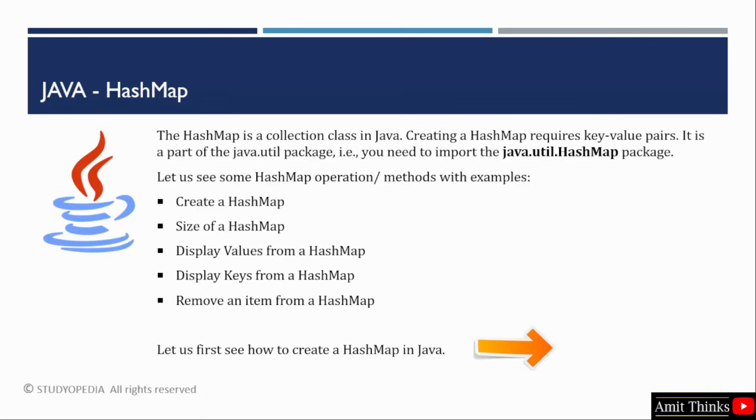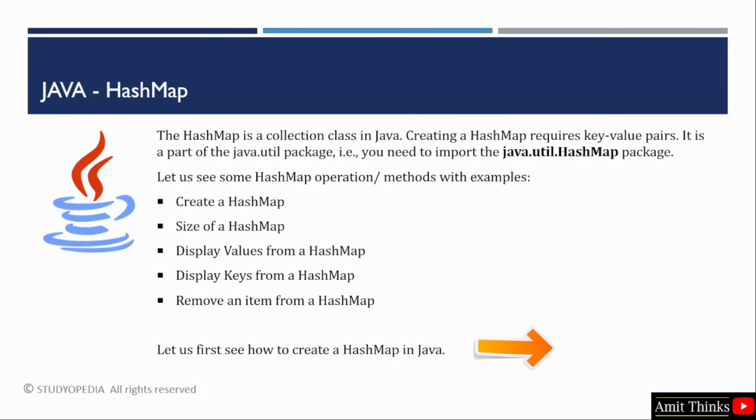It is also a part of the java.util package like vectors and array list. Hash map is widely used for fast data retrieval when the key is known. So in this lesson, we will see the following methods and examples of hash map. First, we'll begin with creating a hash map, then we'll get the size. After that, we will display only the values, then only the keys from a hash map. In the end, we will also learn how to remove an item from a hash map.